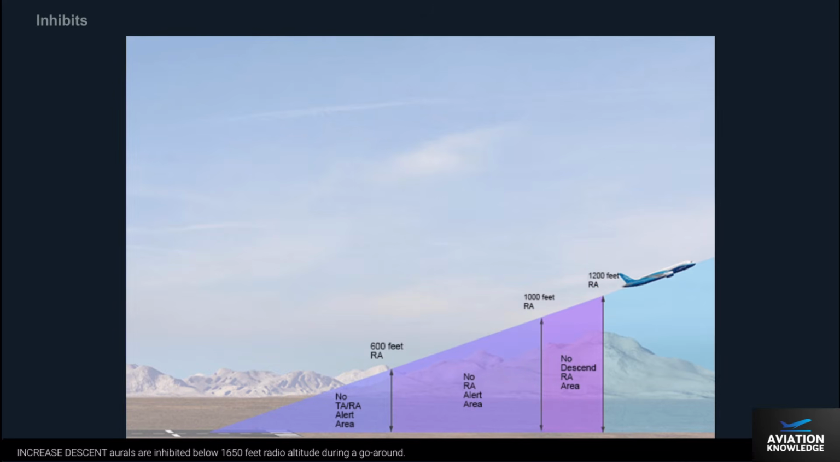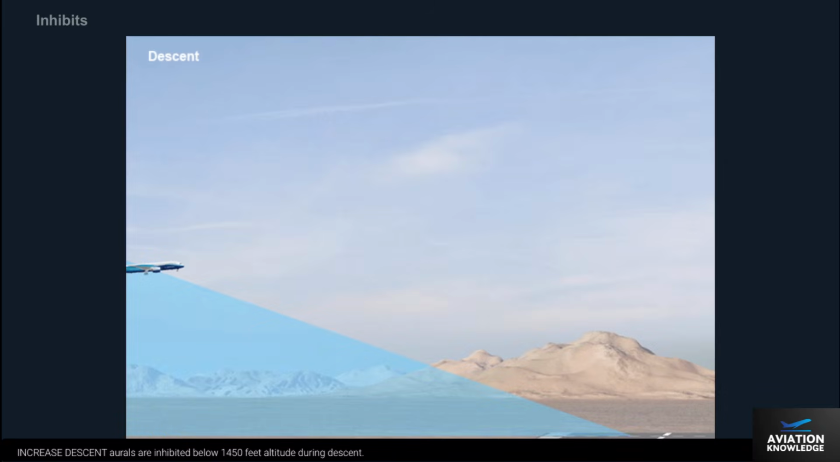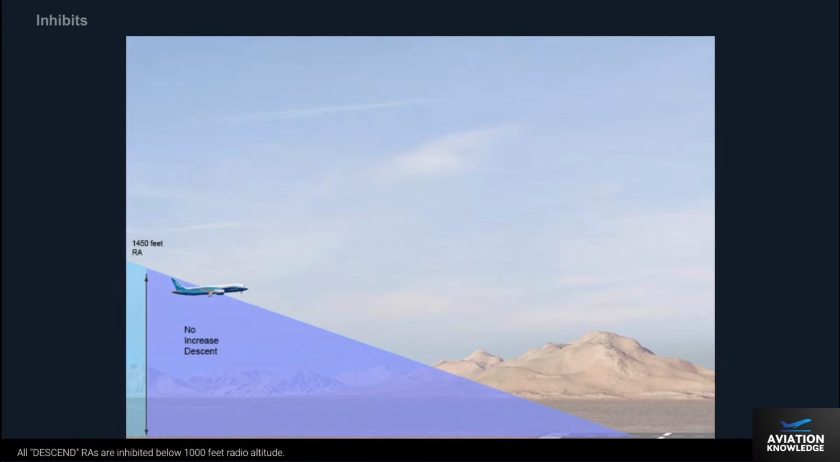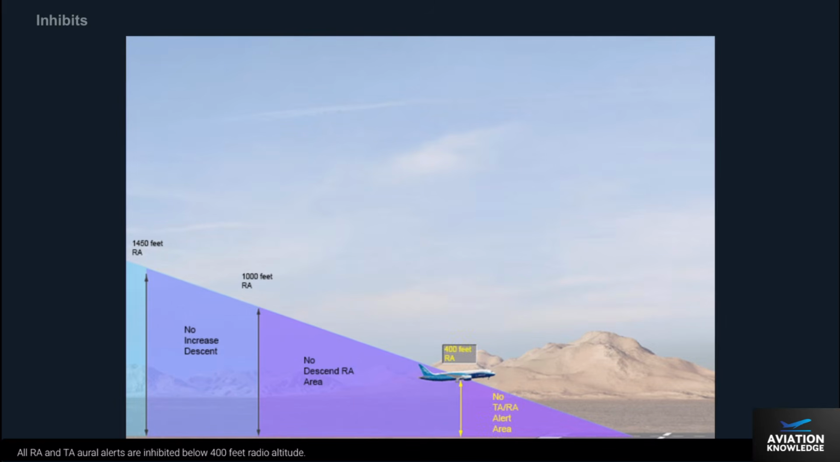Increased descent orals are inhibited below 1650 feet radio altitude during a go-around. Increased descent orals are inhibited below 1450 feet altitude during descent. All descend RAs are inhibited below 1000 feet radio altitude. All RA and TA oral alerts are inhibited below 400 feet radio altitude.